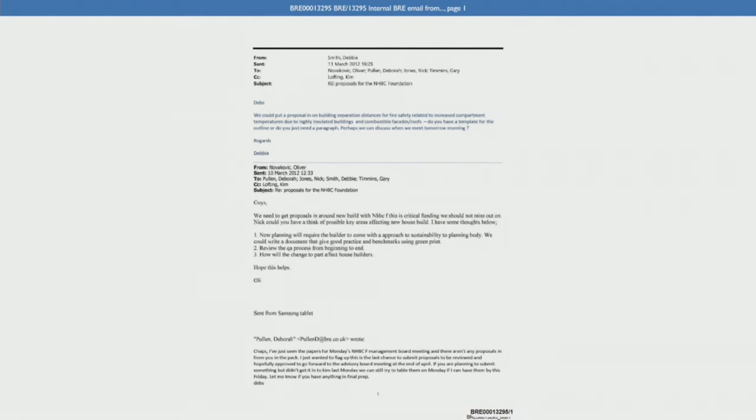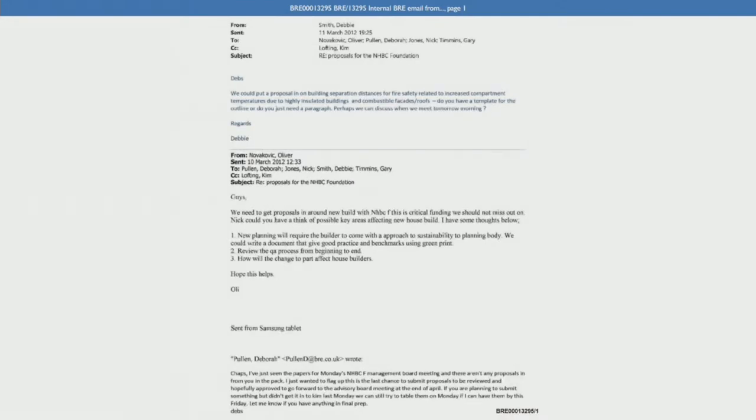Now, I don't need to trouble you with the context of this, other than to say that this appears to be an internal email exchange between a number of people within the BRE about a proposed meeting with the NHBCF Management Board. I don't think we need to examine the details of that.